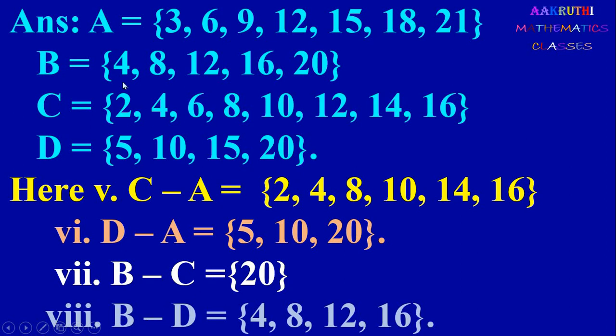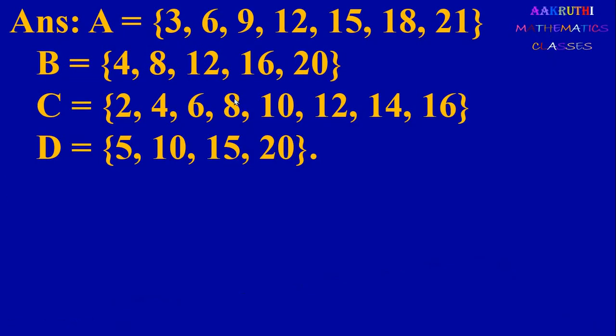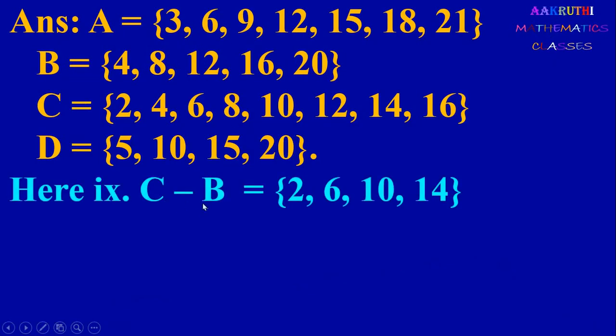Next it is B minus D. In B and D, common element is only 20. So therefore, remaining element is 4, 8, 12 and 16. So B minus D is 4, 8, 12 and 16. So next question it is C minus B. In C and B, common element is 4, 8, 12 and 16. You have to subtract those numbers from C. Remaining elements are 2, 6, 10 and 14. If you subtract 4, 8, 12 and 16, remaining elements are 2, 6, 10 and 14.